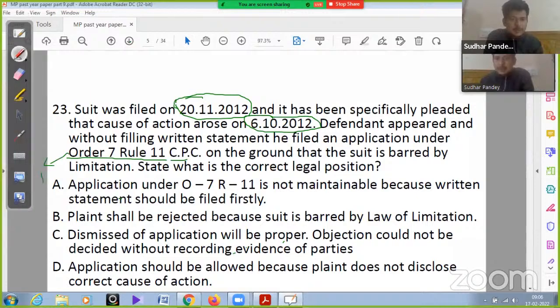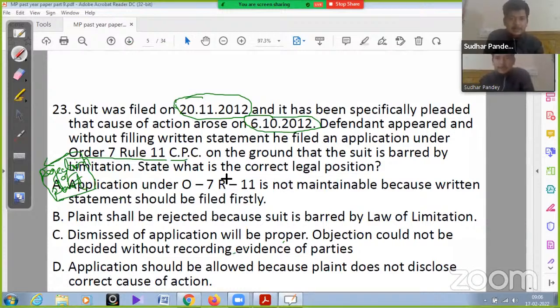He is talking specifically about rejection of plaint, right? Order 7 Rule 11. So he has filed the application for rejection of plaint on the ground that the suit is barred by limitation. State what is the correct legal proposition.